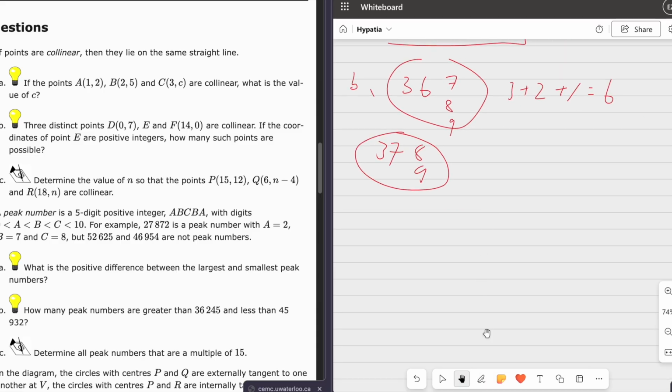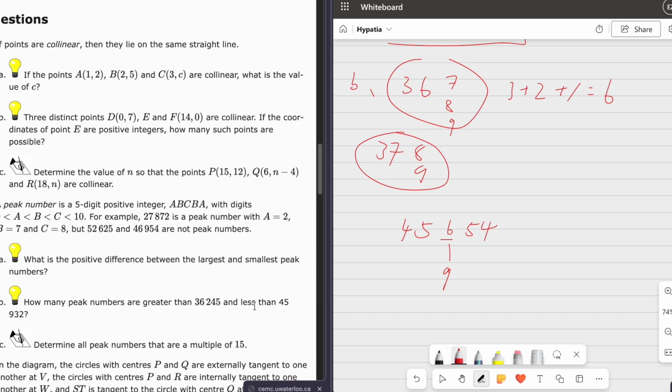And right now we just need to find the possibilities for the peak number that starts with 4. Since the peak number starts with 4, the second number for sure has to be bigger than 4. So 4, 5, and then the C is any number between 6 to 9, and here's 5, 4. But since we need to find a number that is smaller than 45,932, 9 here is not possible.